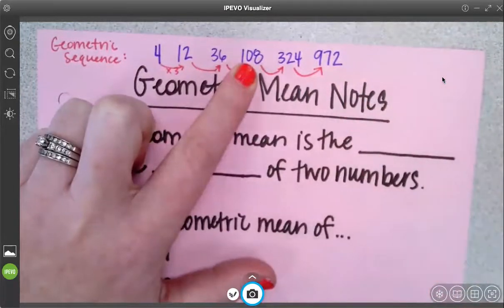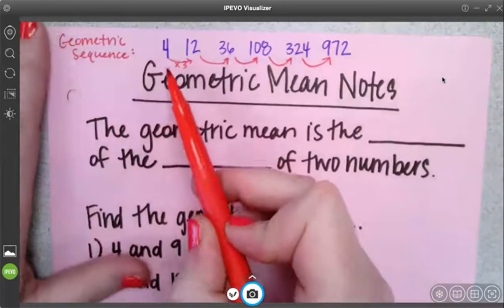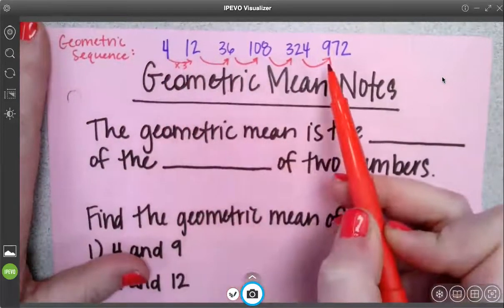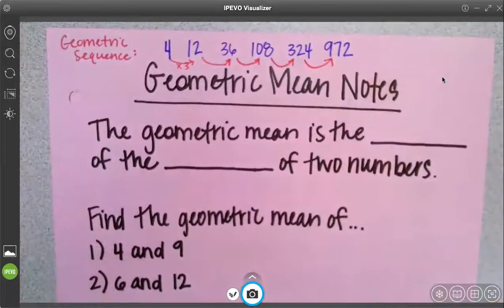And so that's in general what it is. It's this list of sequences where you have the same number being multiplied every time to get the next number, and the geometric mean is the middle of that. And you might be wondering, am I going to have to make this list for every problem that I do? And the good news is no.